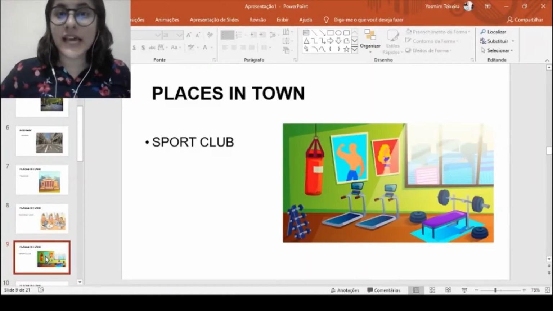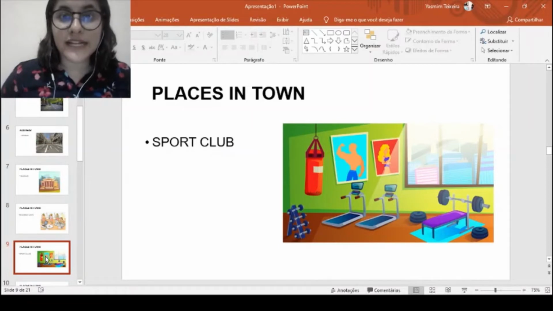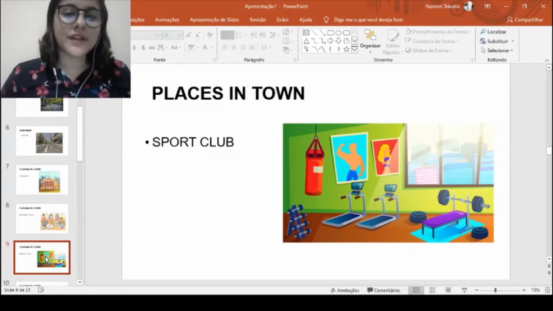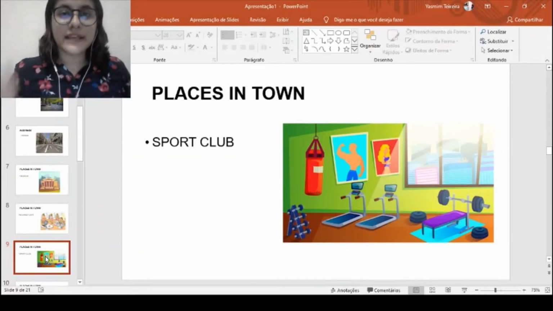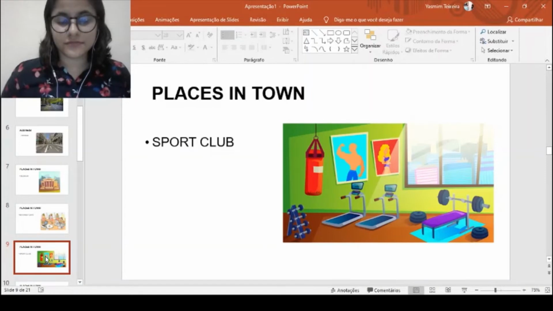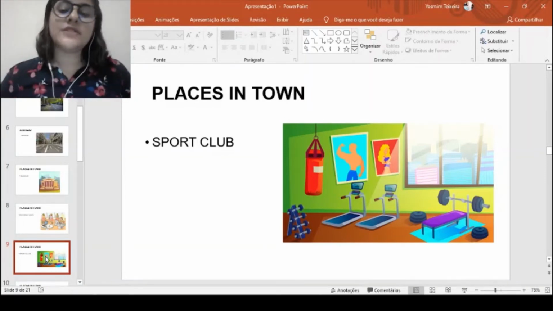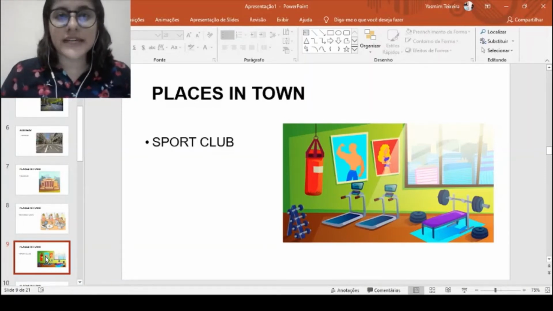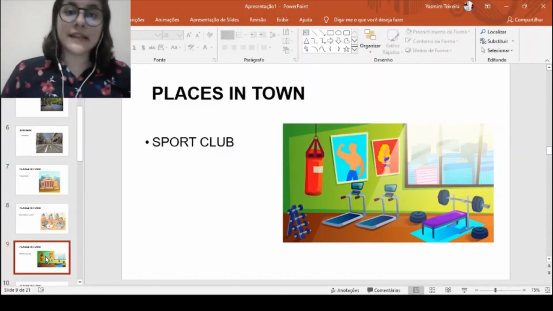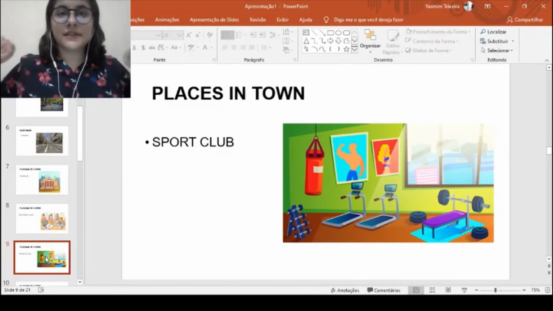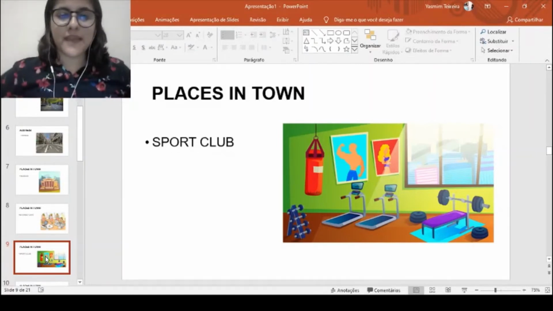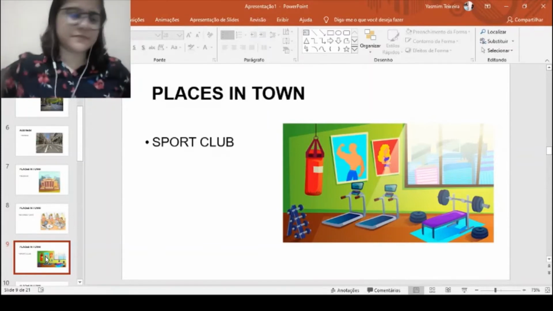Sport club. Do you go to a sport club? Yes or no? So let's repeat. Sport club. A sport club is the place where people go to the gym, to exercise to be strong.